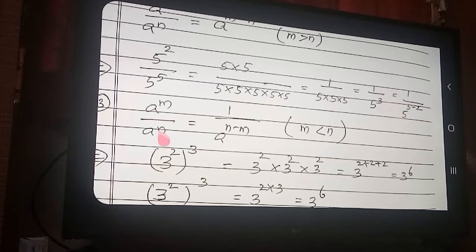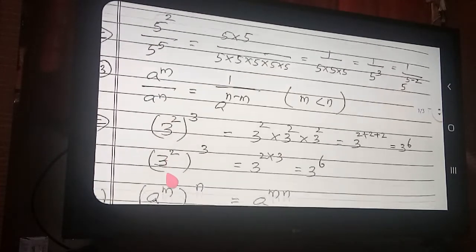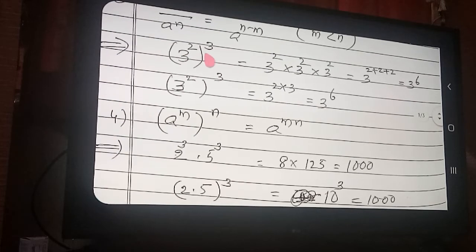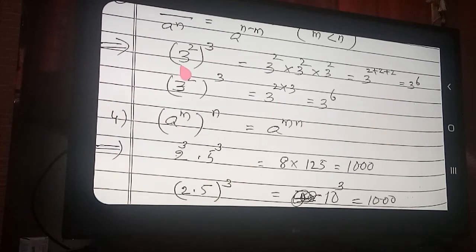Okay. Next, for the fourth formula I will explain the examples. 3 raised to 2 the whole cube. 3 raised to 2 the whole cube means 3 square multiplying 3 times. 3 square into 3 square into 3 square. Okay, so 3 raised to the index, add them: 2 plus 2 plus 2. How much came? 3 raised to 6. So 3 raised to 2 into 3. So this 3 square the whole cube.